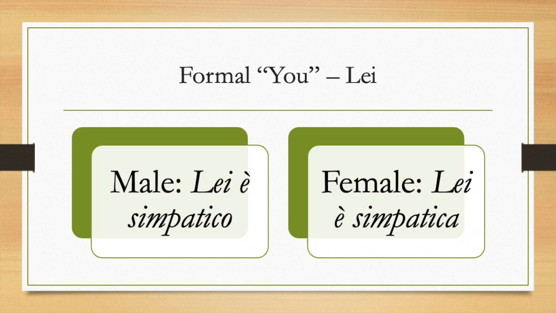Remember, when speaking formally in Italian, you use the pronoun lei, which refers to both men and women. However, the adjective must still agree with the gender of the person you're addressing. For example, if you're speaking to a male professor and want to say he is nice directly, you would say lei è simpatico. But if you're speaking to a female professor, you would say lei è simpatica.